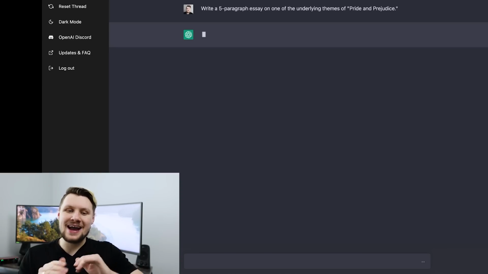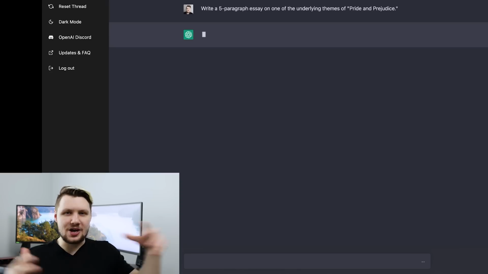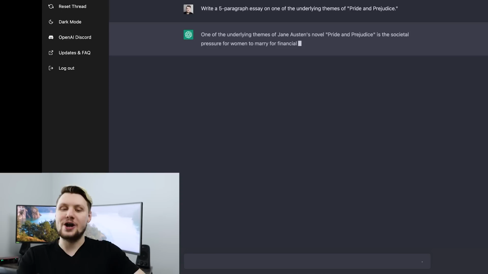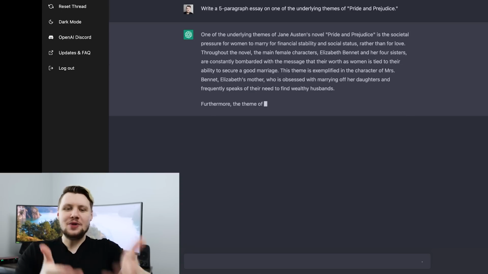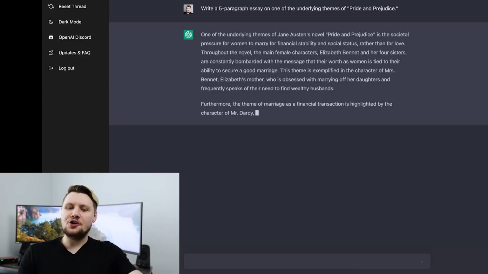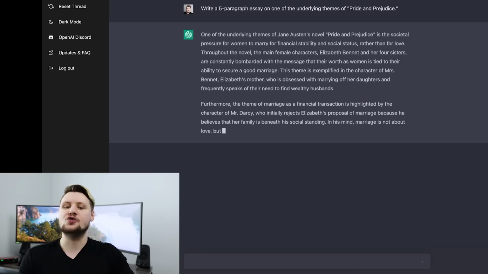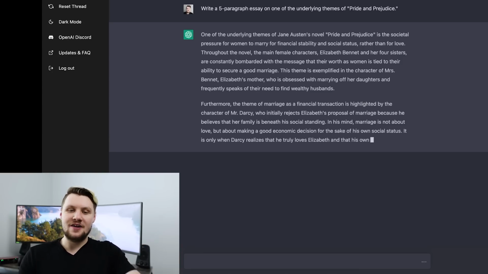Now, one thing to keep in mind, it is a little bit slow right now because there are tons of people using ChatGPT at the same time. Yesterday, when I was playing around with it, it was much quicker in its responses. But now we see it starting to write. "One of the underlying themes of Jane Austen's novel Pride and Prejudice is the societal pressure for women to marry for financial stability and social status rather than for love."